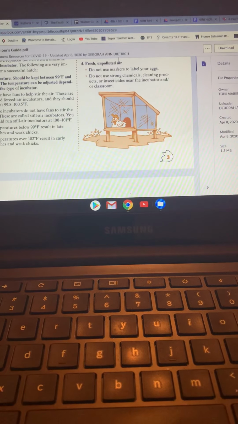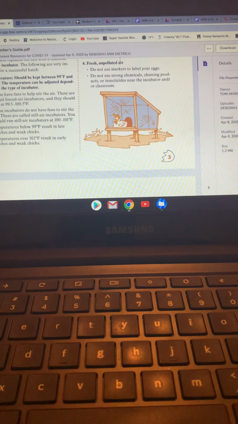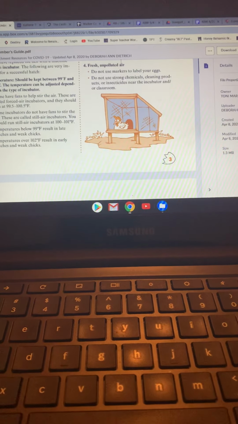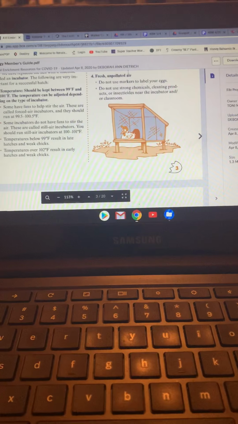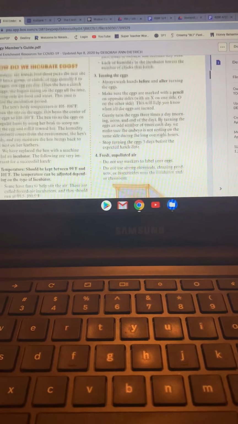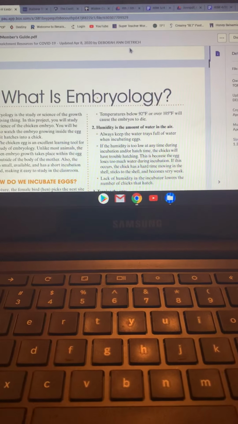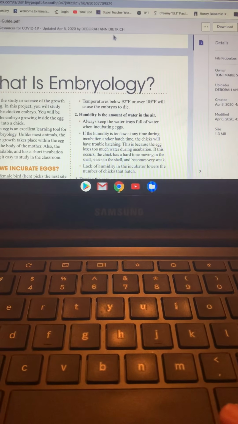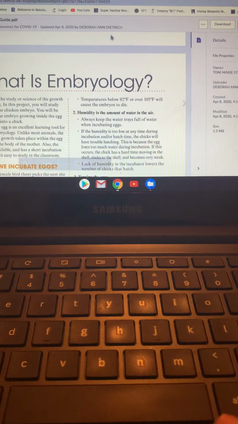Temperatures below 99 degrees Fahrenheit result in late hatches and weak chicks. Temperatures over 102 degrees Fahrenheit result in early hatches and weak chicks. Temperatures below 92 or over 105 degrees Fahrenheit will cause the embryos to die.